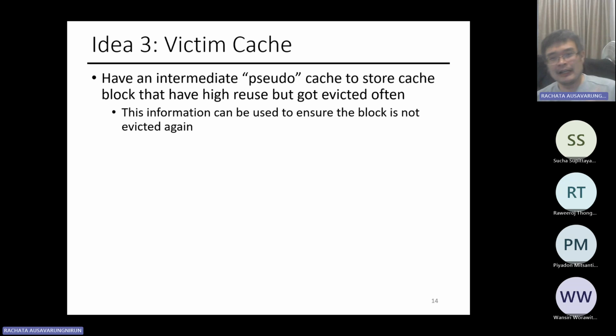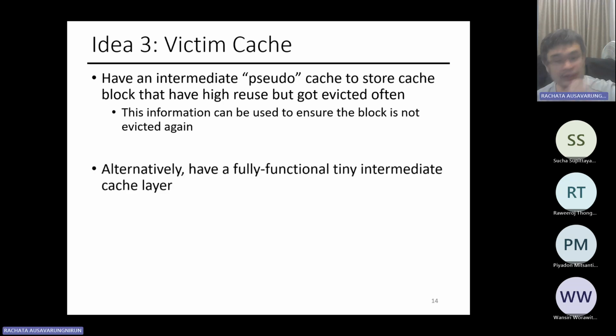You're gone, right? You can keep information that, hey, that block that got evicted has reuse because someone in the future used it again. So you can have this pseudo victim cache that only contains the tag portion. Let's say if I got kicked out, I'll get added to the victim cache. If I have future reuse, I will know that in the future better not kick me, right? So you can also have a fully functional tiny intermediate cache layer as well as a victim cache.